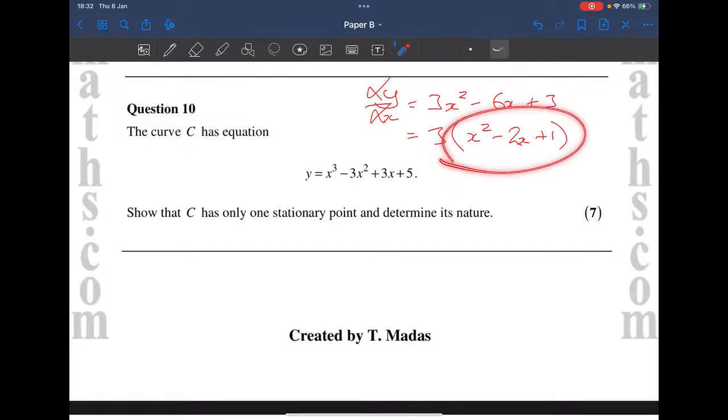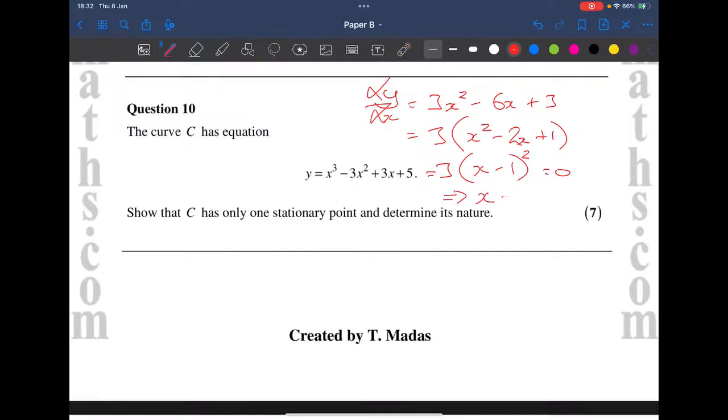And this bracket then, we need two numbers that times together to make 1 and add together to make minus 2. What numbers do that? Both of them being minus 1. So this should be x minus 1 all squared like that. And again, still with the 3 at the front. So when does this equal 0? Whenever x is 1. So that's the position of it.